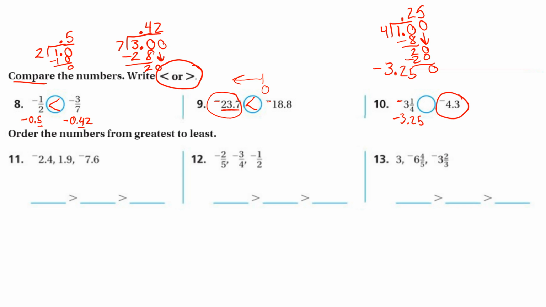Okay, so again, which one goes further to the left? -4.3 is going to go further left on the number line, so that is going to be my less valuable number.